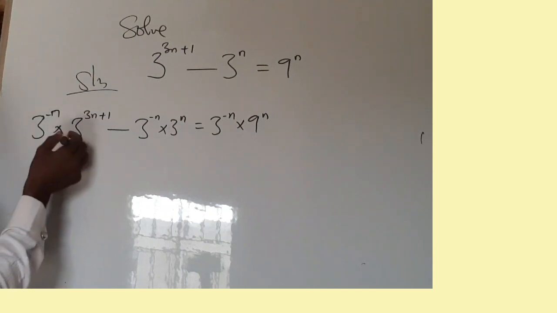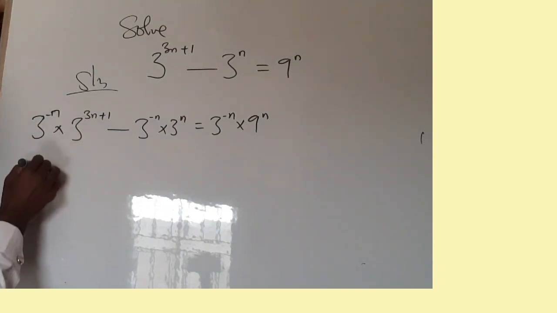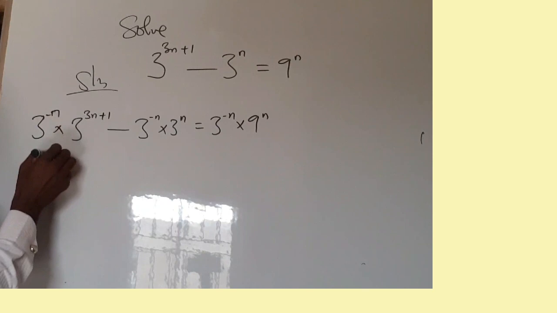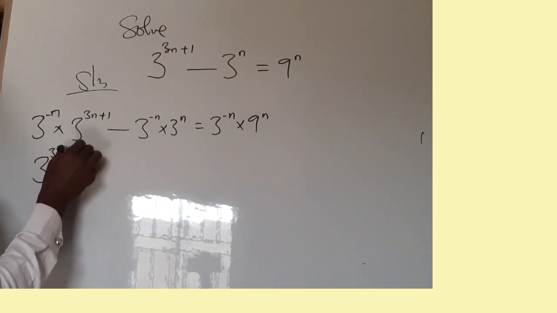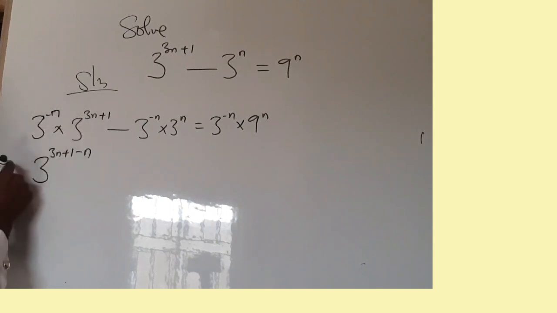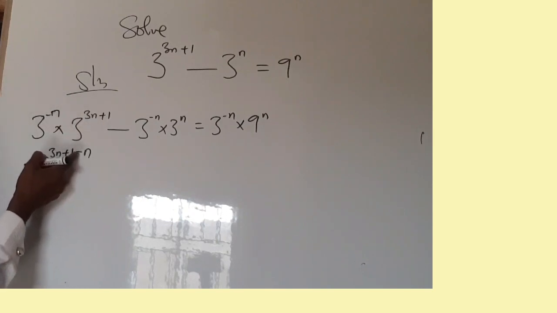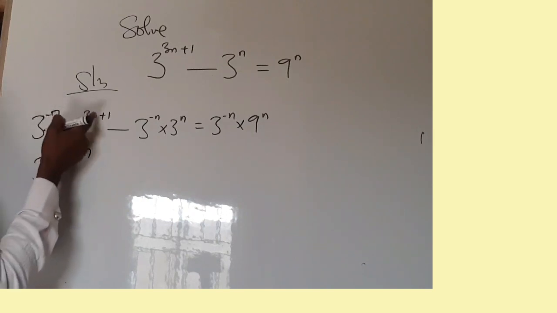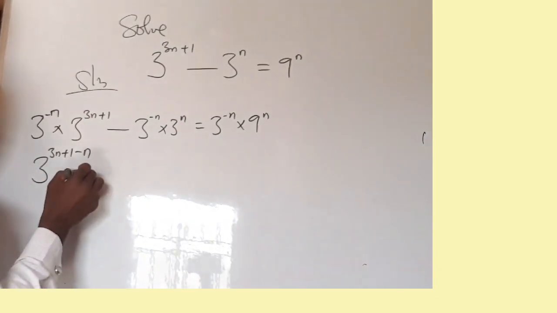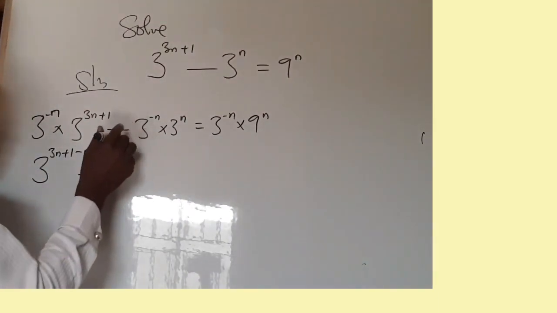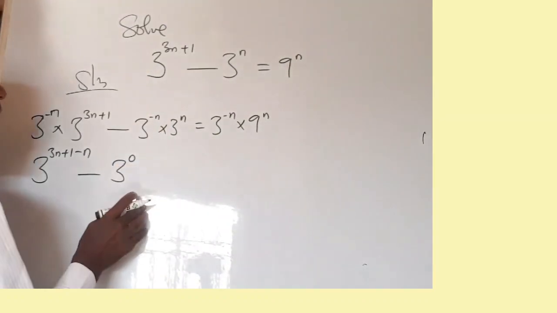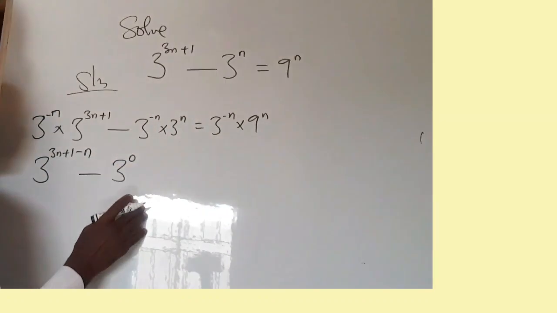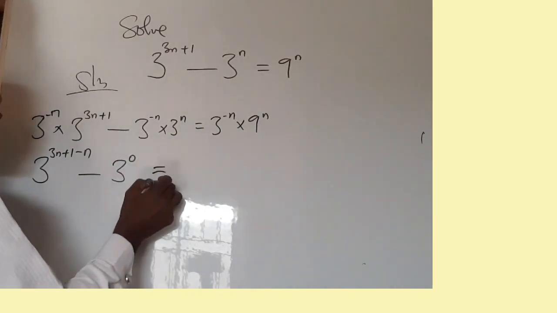So the next step here, we have 3 raised to power 3n plus 1 minus n, because when you are multiplying you add the powers, and the reason why here is negative is because negative times positive is negative. So we have our minus here, and here we have 3 raised to power 0 because n minus n will be zero.